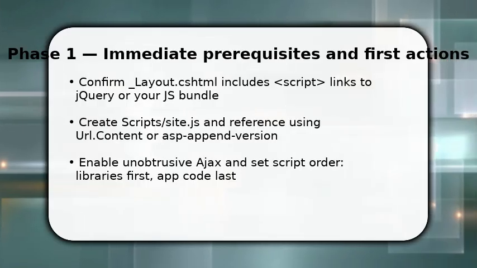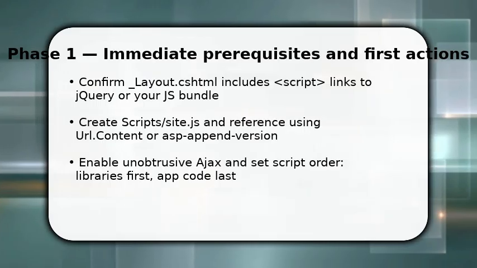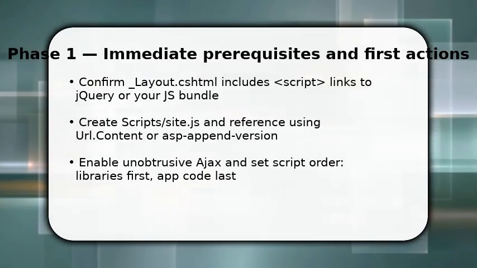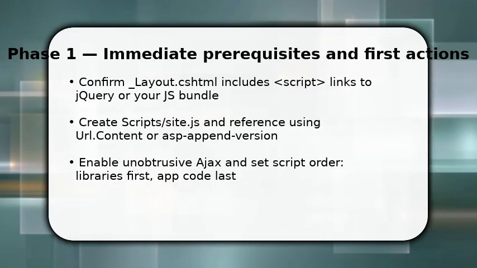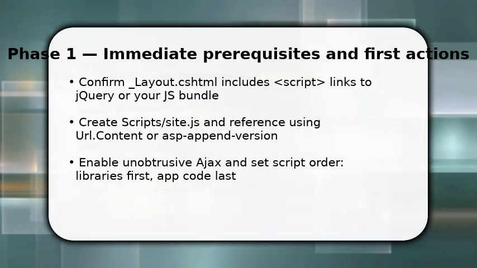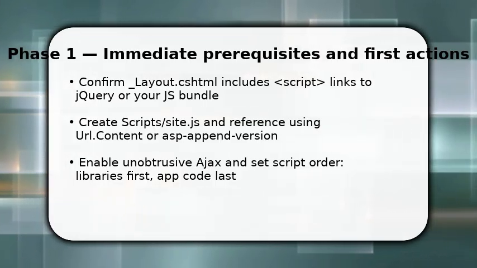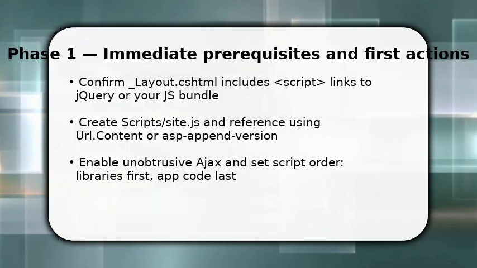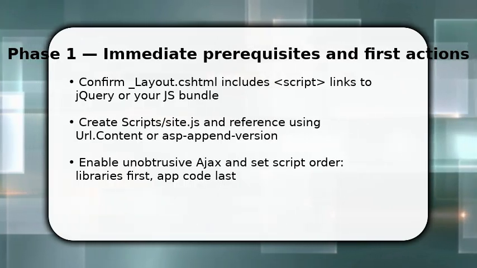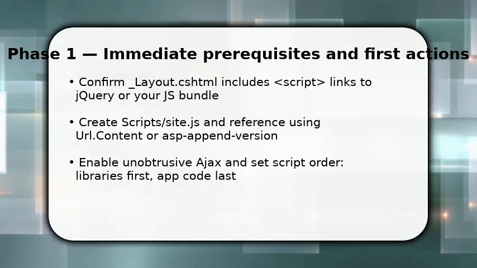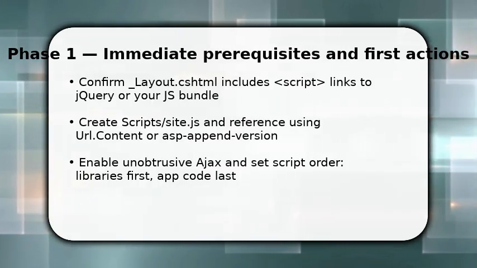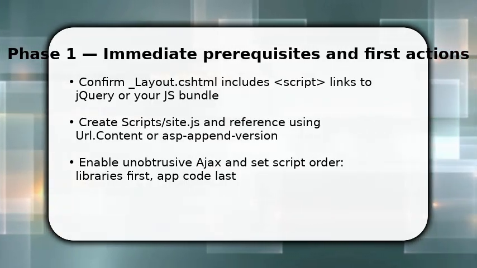You start by wiring client code into your MVC app. Include libraries in layout.cshtml so they load on every page. Once done, add a dedicated script, site.js, and reference it with Url.Content or tag helpers to avoid cache issues. Make sure libraries, like jQuery, load before your scripts. That order prevents runtime errors.